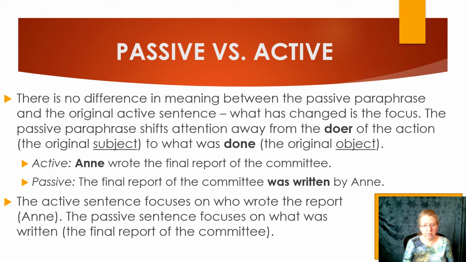So in our original sentence, Anne wrote the final report of the committee. Anne was the subject originally. In the passive, what was done? The final report of the committee was written by Anne. So it's focusing on the action of writing. All right. So it's just a shift in attention from Anne, the person who wrote the report, to what was written, the final report. Same information though.